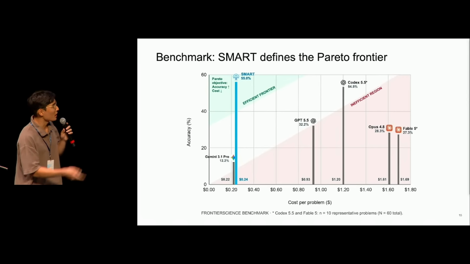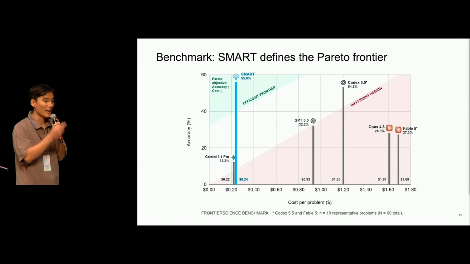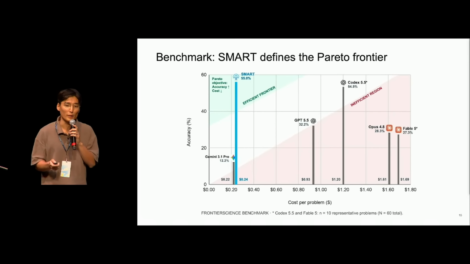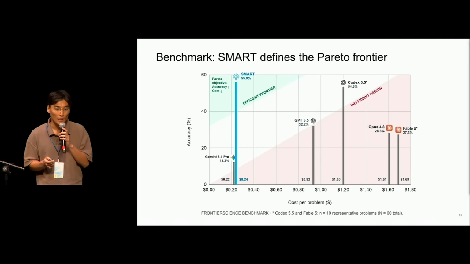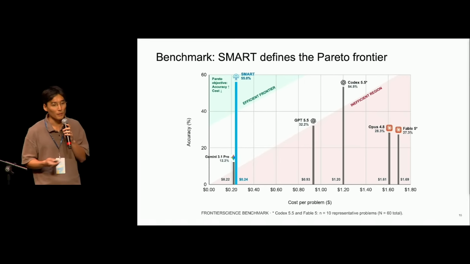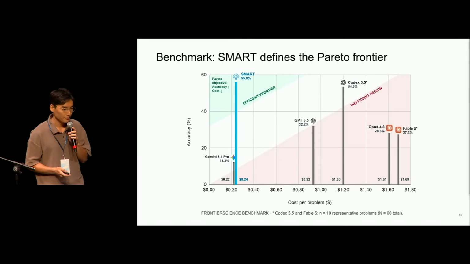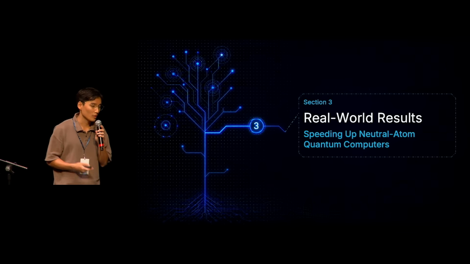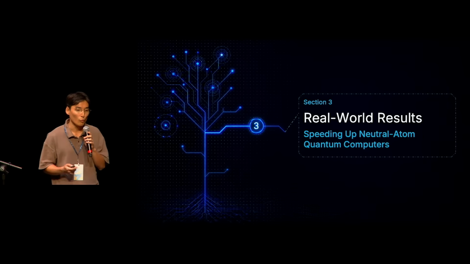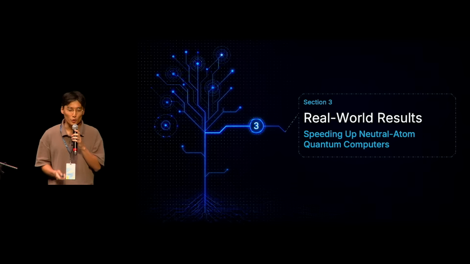We can plot the same thing on a 2D chart, where y-axis is the accuracy and x-axis is the cost. And it's very clear that SMART defines the Pareto frontier with high accuracy and low cost. And this is just our prototype, so I'm sure we can boost the performance by further optimization. Okay, now let's move on to how we can use SMART to solve real-world problems in quantum science, which is speeding up neutral atom quantum computers.